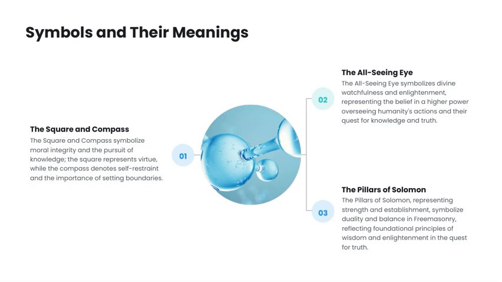Then there are the Pillars of Solomon. These pillars symbolize strength and establishment, but also duality and balance. They reflect the foundational principles of wisdom and enlightenment that underpin Freemasonry. These pillars serve as a reminder that true strength comes from a balance between different qualities, knowledge and virtue, action and reflection. When we look at these symbols together, they reinforce the overall theme of the journey toward enlightenment, balancing moral integrity, divine guidance, and foundational strength. Each symbol plays a crucial role in illustrating the core values that guide Freemasons on their path.